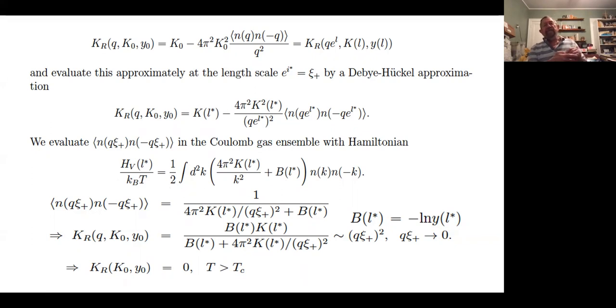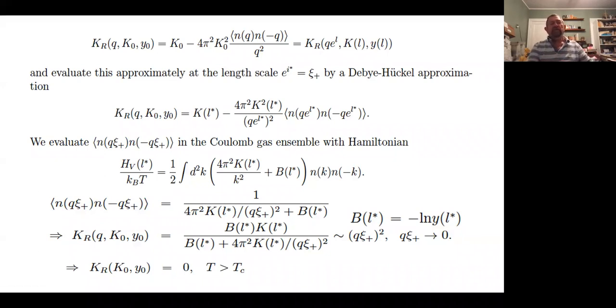And this is easy to use because this B of L is related to minus the logarithm of the fugacity at L star. But since we've said that the fugacity is somewhere between 0 and 1, I can choose this B of L star to be some number. And we can calculate this correlation function by Huckel approximation.